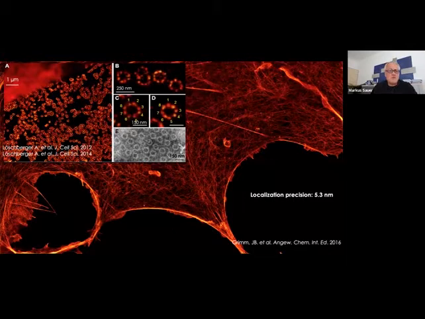And the other example shown on the upper left is the nuclear pore complex, which we introduced in 2012 and is still used today in most labs as a reference structure to show the quality of different new super resolution microscopy methods. But the spatial resolution since then has not been substantially improved.